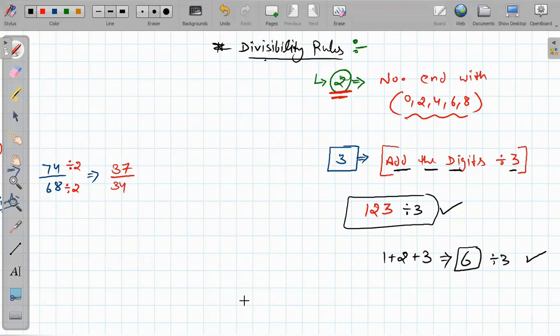Okay, let's check it out for one more number. Let's say I have a number. What do you say for this? I say it's divisible by 2. Yes, it is divisible by 2, you're correct. Is it divisible by 3?